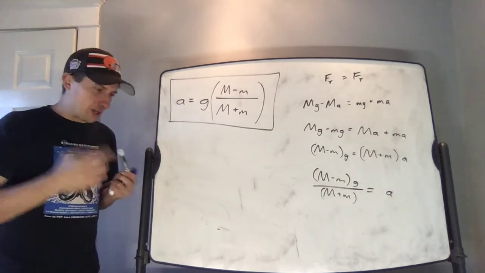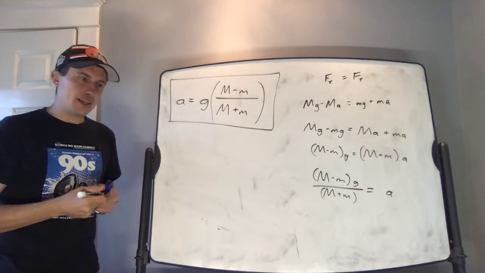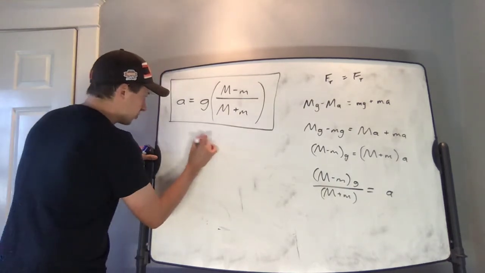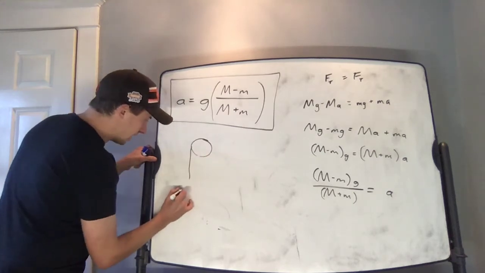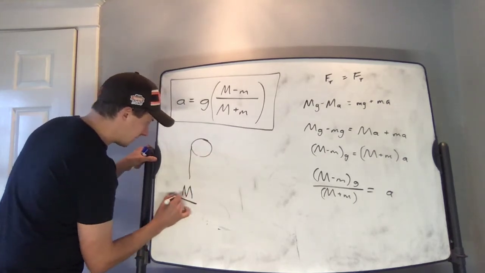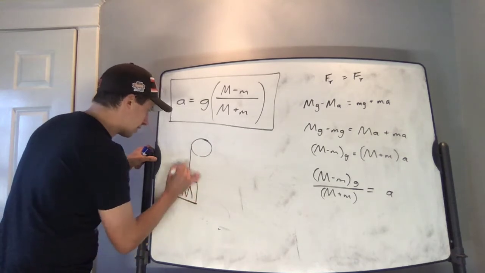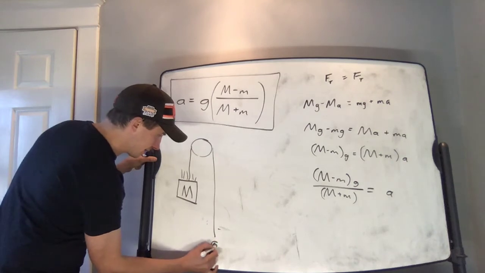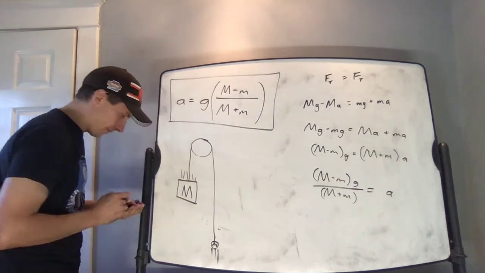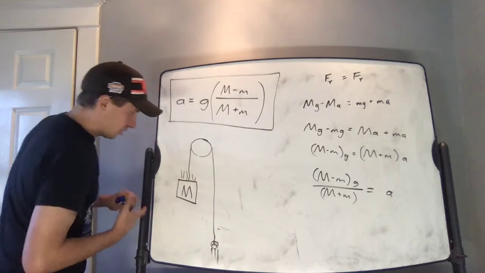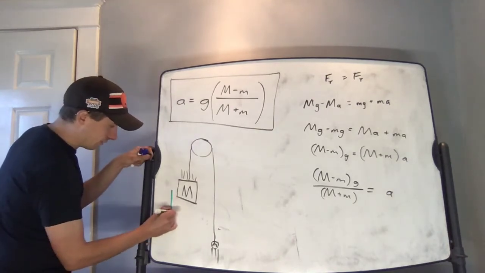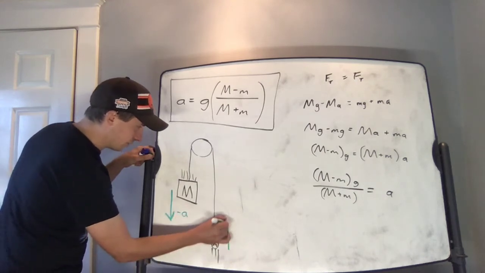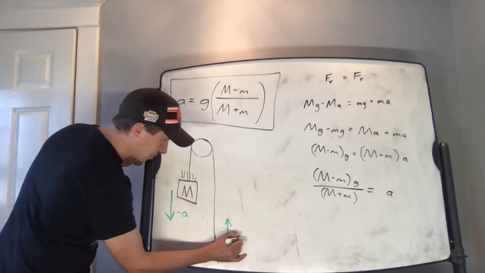Now, let's draw another picture of Atwood's machine and see what we're trying to do. Think about what we were doing in this problem in the first place. So here was Atwood's machine. I had my pulley. I had my big mass that is accelerating downward, and I have my little mass that is accelerating upward. So I have my acceleration of the big mass, which is down, and my acceleration of the little mass, which is up.